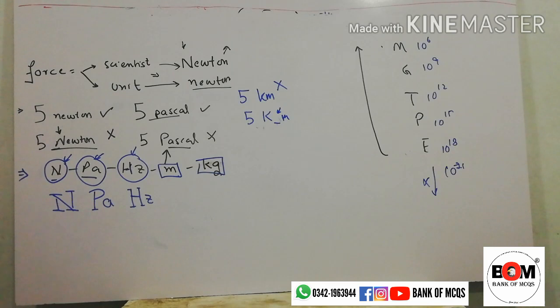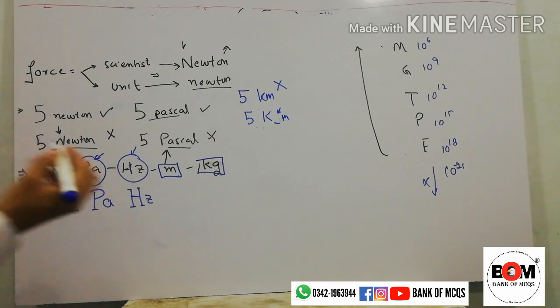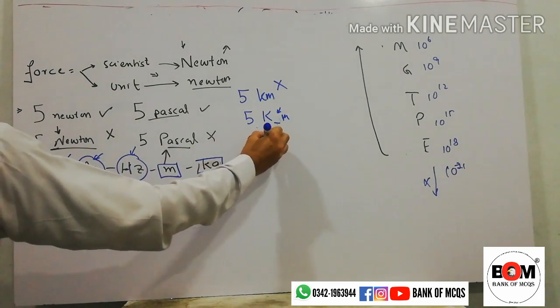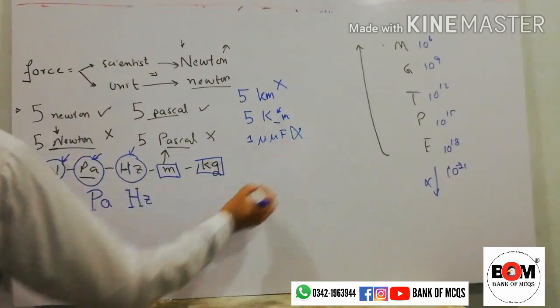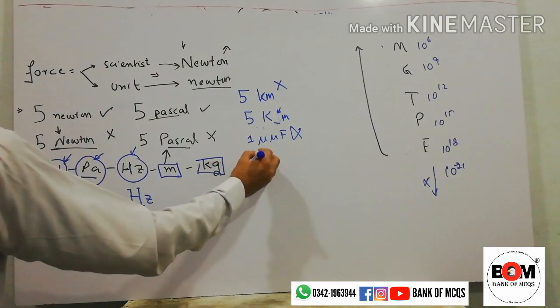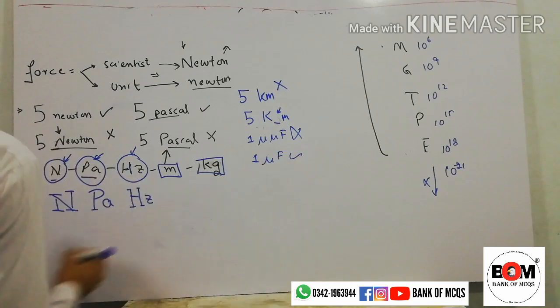The next is you can't write double, triple or so on prefix. Like you can't write 1 millimicrofarad. So this is wrong. But you can only write 1 nanofarad.